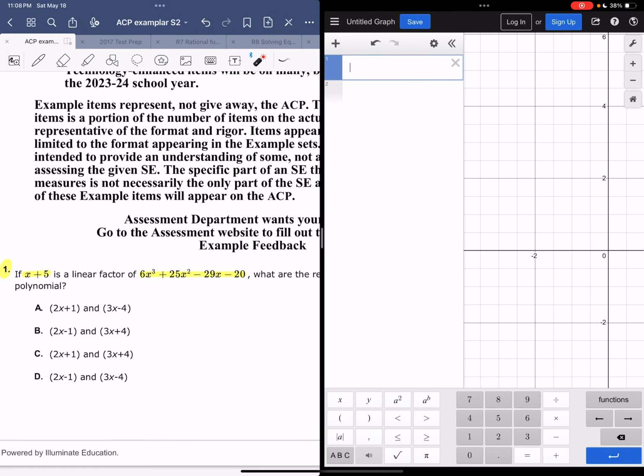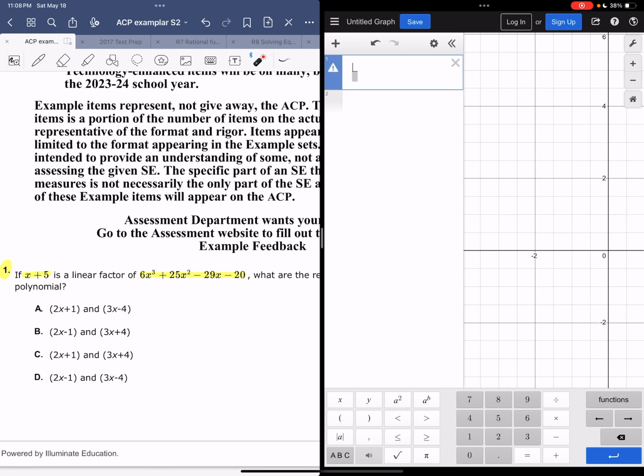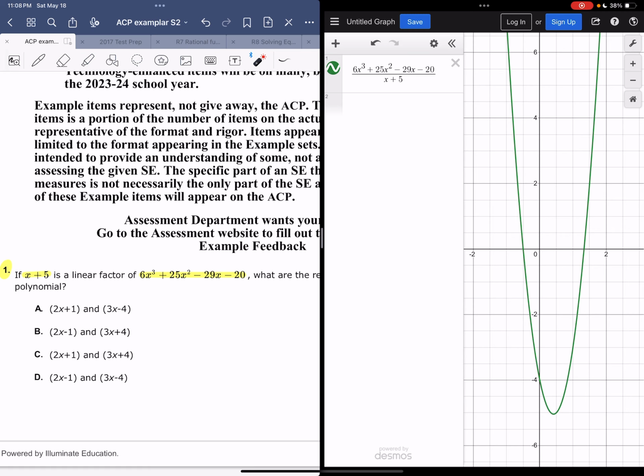I'm going to put this long one, so I'm going to put divide first. So 6x to the third power plus 25x squared minus 29x minus 20. At the bottom, I'm going to put this one, x plus 5. So we have this graph here. And what I'm going to do is put every single one of these answer choices into Desmos as well.